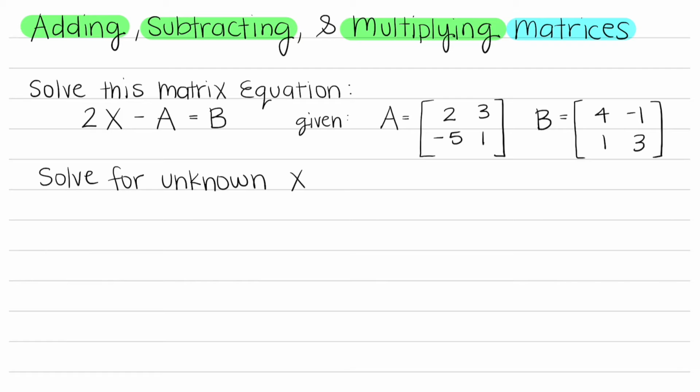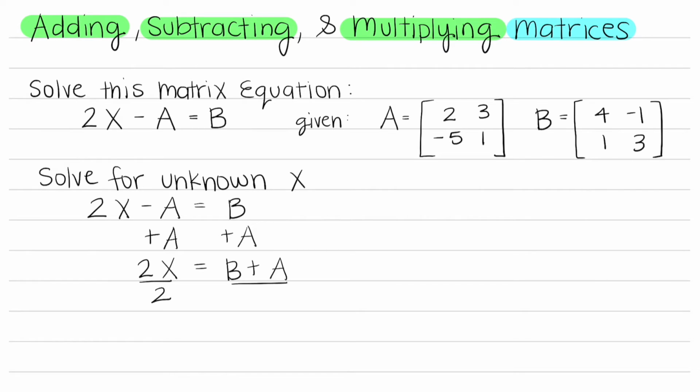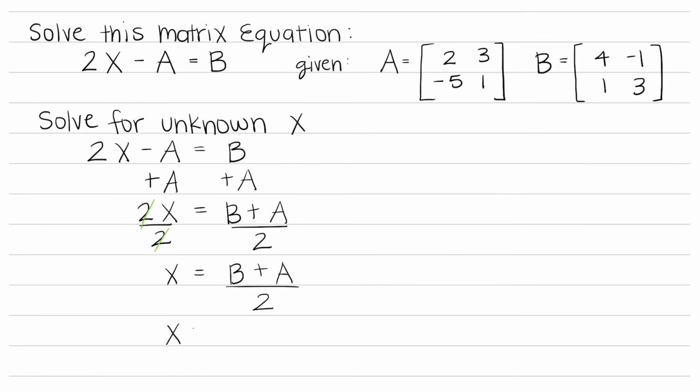So we have our matrix equation, 2X minus A equals B. To solve for that X, let's get it alone. So let's add A on both sides. So we're left with 2X equals B plus A. And now let's divide by 2. So X equals (B plus A) over 2. And we can also write that as X equals 1/2 (B plus A), so we can have those B and A matrices standing alone, so it's easier to plug them in.